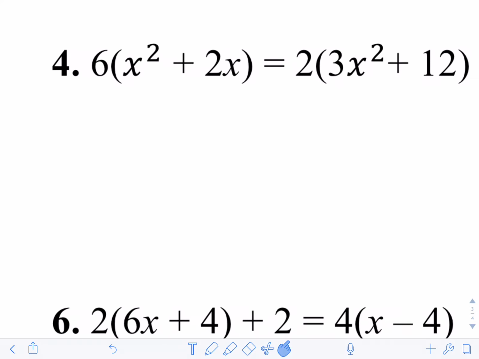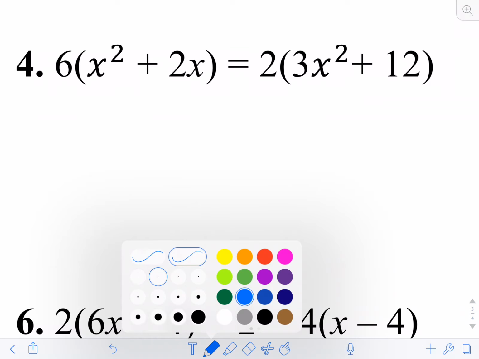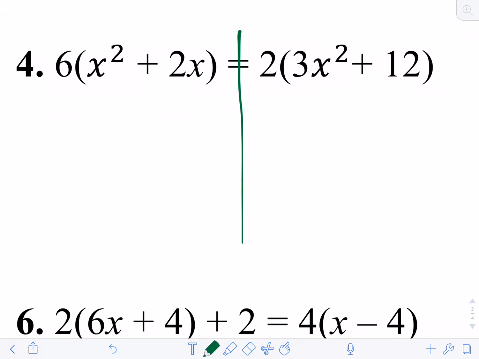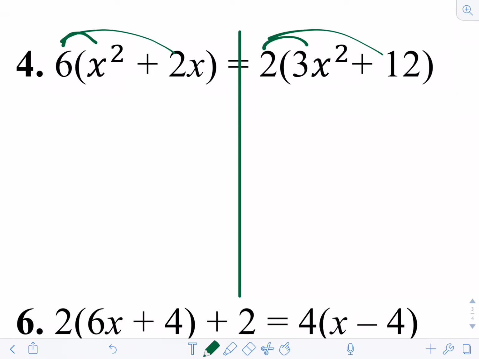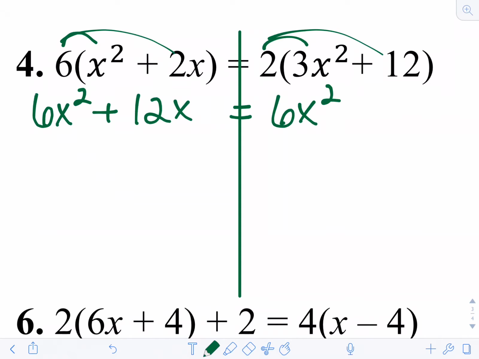So number 4. Same thing. I'm going to go ahead and just draw a line right down the middle. Okay, and then I'm going to distribute my 6, distribute my 2, and we're going to multiply this out. So we have 6x squared. 6 times 2 is 12, so plus 12x is equal to 2 times 3 is 6, so 6x squared, and 2 times 12 is 24.